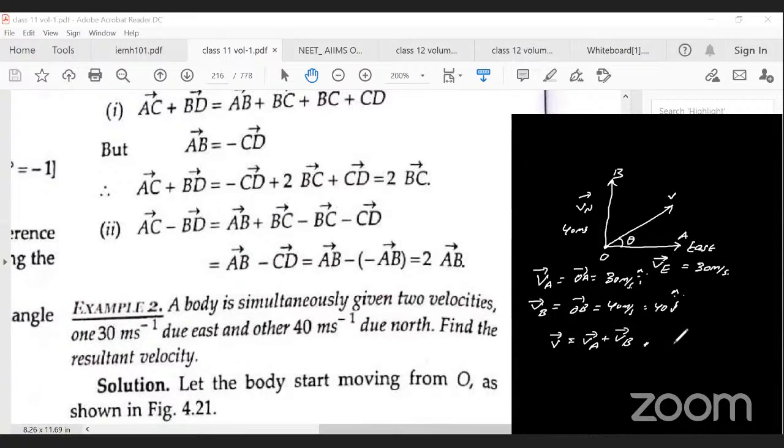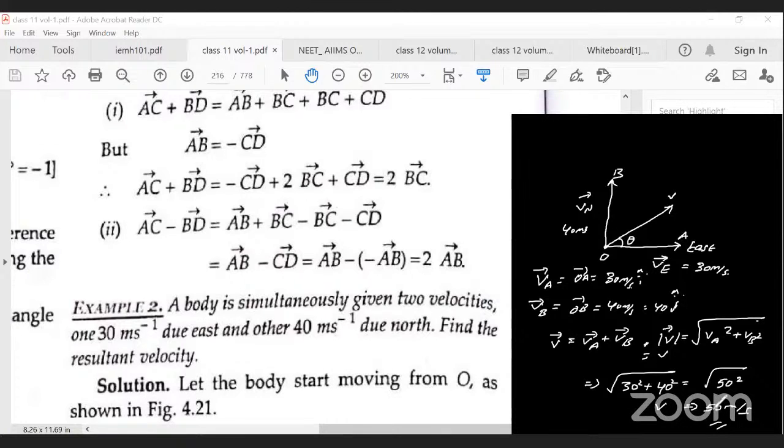This is the resultant vector. I need to find the magnitude. To find the resultant magnitude, modulus of V vector is equal to root of VA square plus VB square. So what is VA square? VA square is 30 square plus VB square is 40 square, which is equal to square root of 2500. So it will be 50 square root, which is equal to 50 meter per second. This is your resultant velocity V.